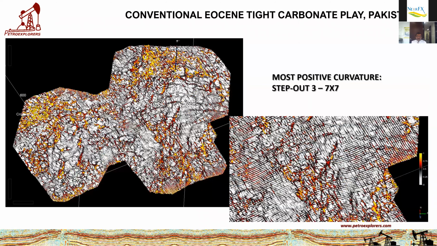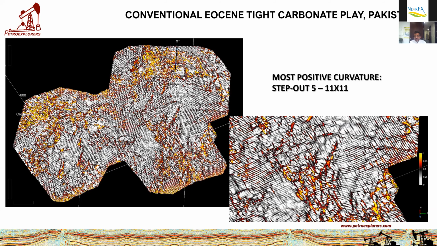What we did in this case, as I explained before, is run the most positive curvature at various step outs. So 7 by 7 is a smaller step out. You can see a lot finer faults, but you also see the acquisition artifact. This is a shallow clay, so it has processing artifacts of the acquisition footprints, or just binning footprints.